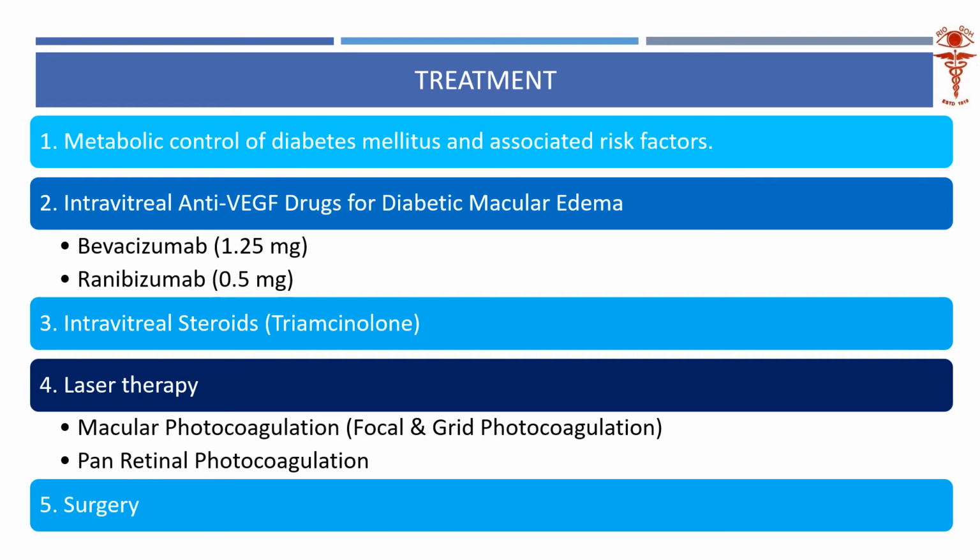What is the treatment pattern? First is control. Obviously, first is control, and to control the associated factors like hypertension, hypercholesterolemia, and anemia. These need to be simultaneously corrected. That is very important. Metabolic control of diabetes mellitus.